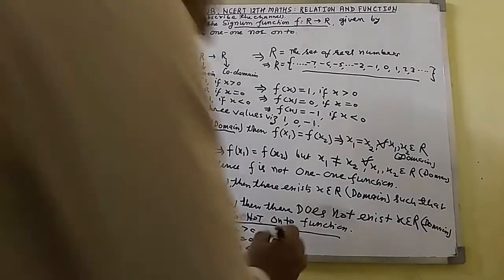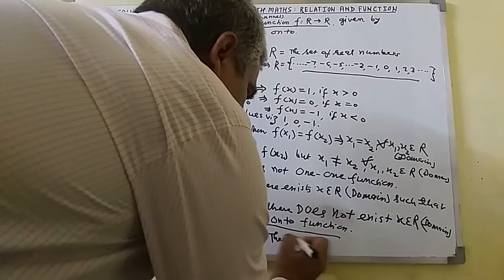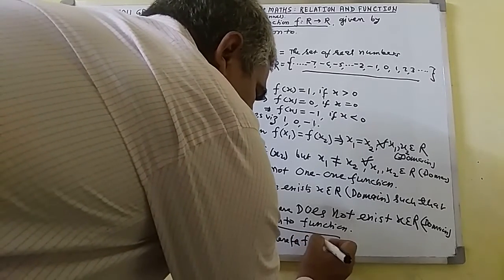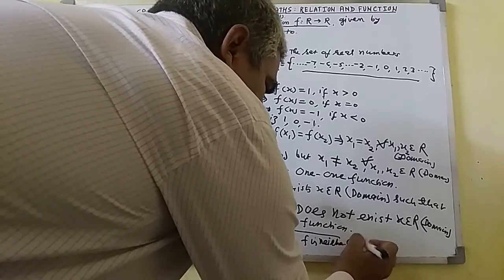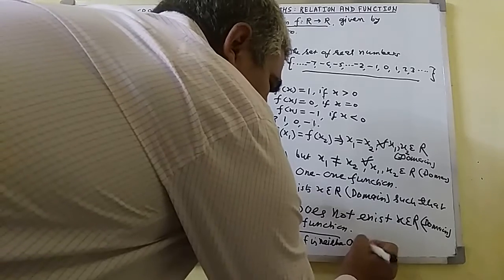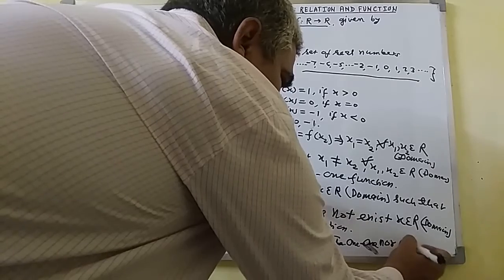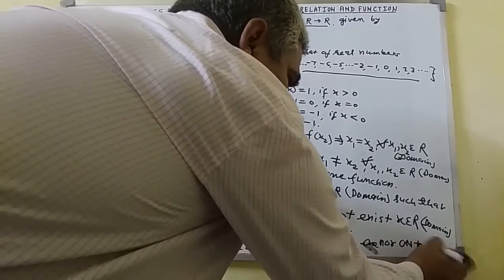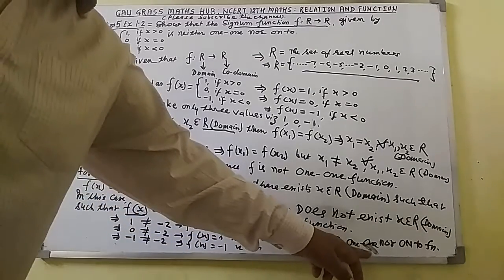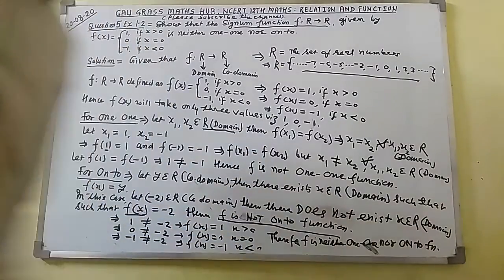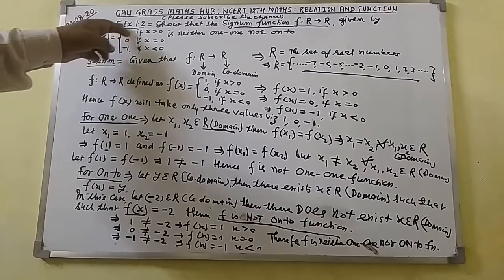So here you can write, hence, therefore, f is neither one-one nor onto function. So here I have written, therefore f is neither one-one nor onto function. This is the complete solution of question number 5 exercise 1.2.